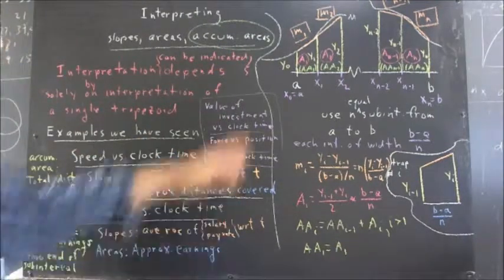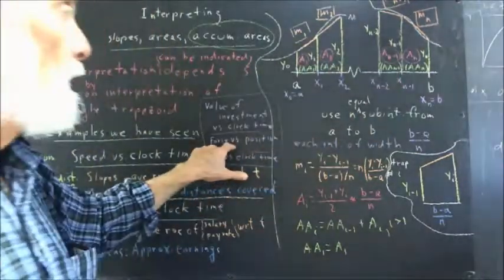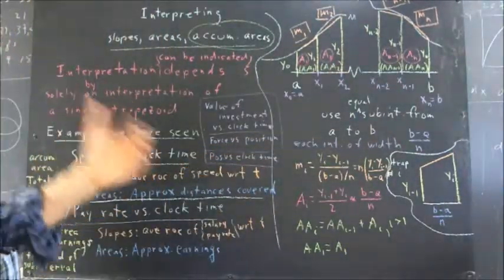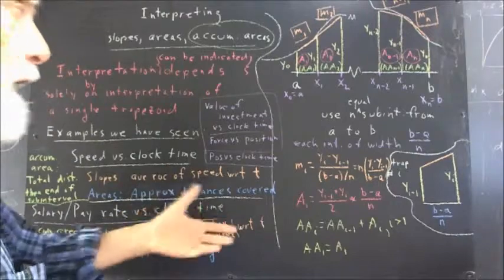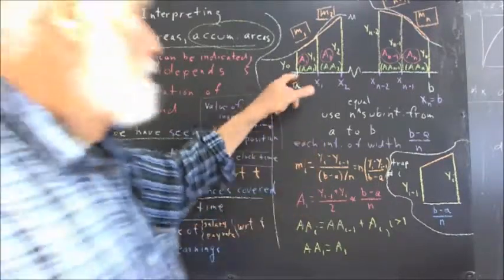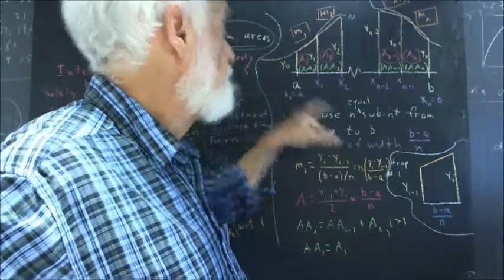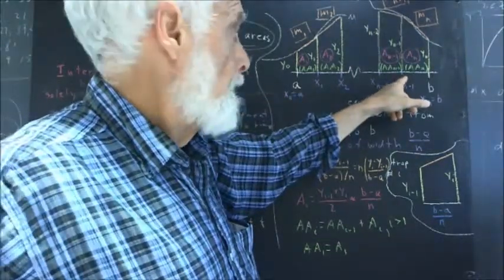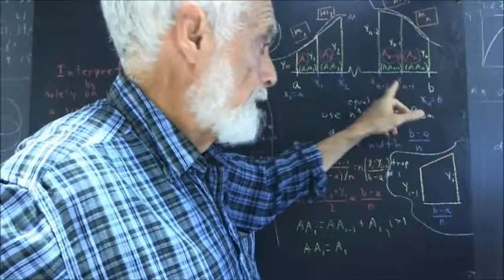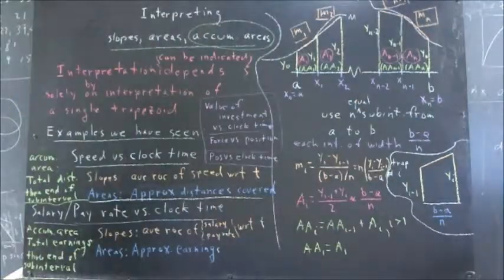So that the accumulated area in this case would represent the total amount of work done or energy expended from whatever point is represented by x naught equal to a up through whatever point is represented by the end of the trapezoid we're talking about.